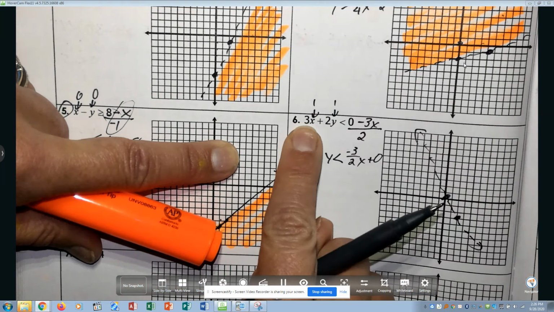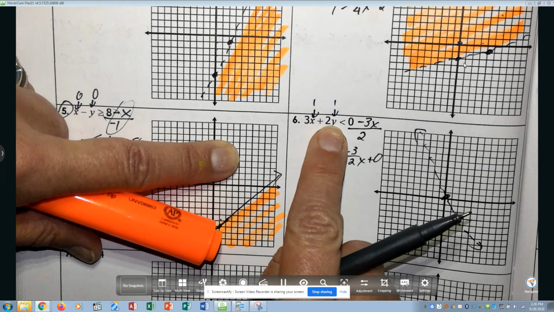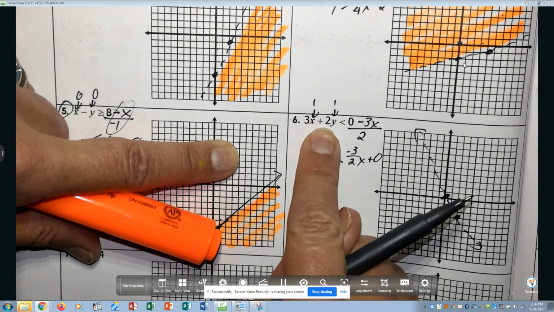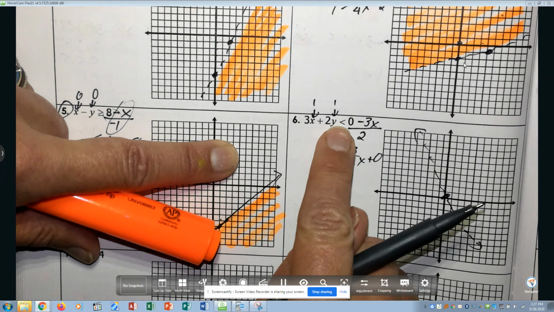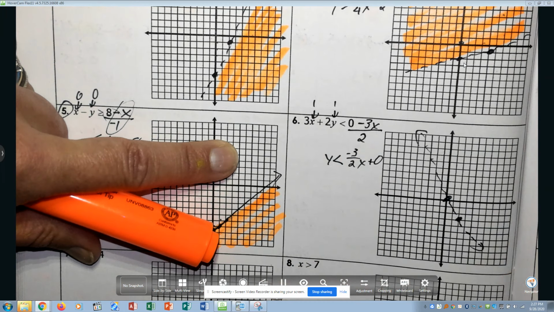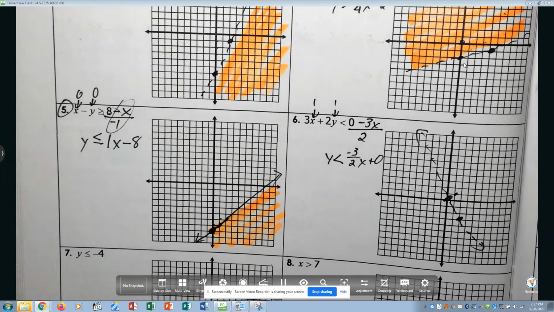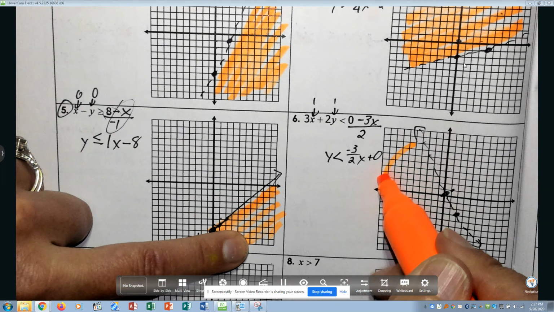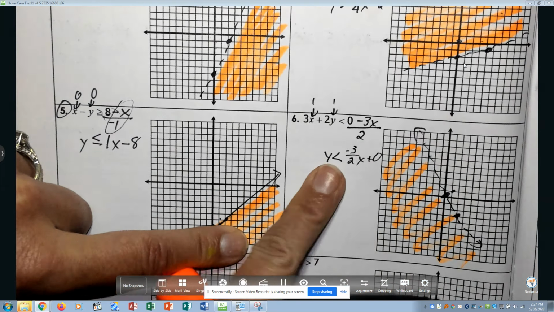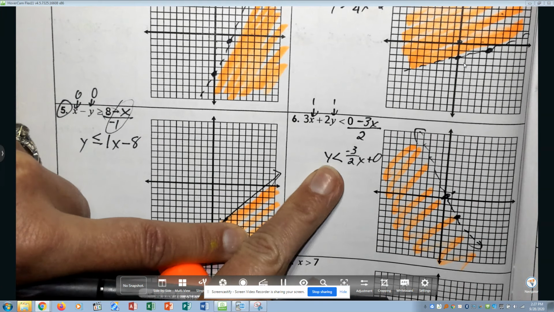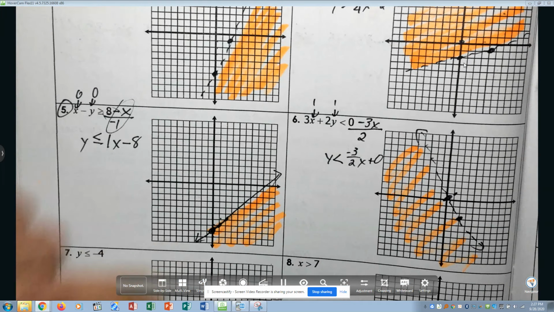So 3 times 1 is 3. 2 times 1 is 2. 3 plus 2 is 5. Is 5 less than 0? No. So we're going to shade away from 1, 1. So under the line, which is what we learned originally. If it's less than here, you shade below the line.